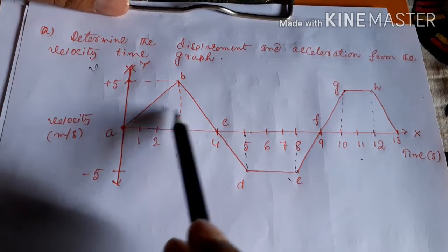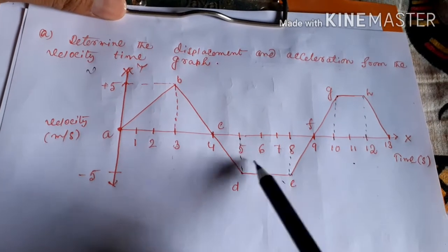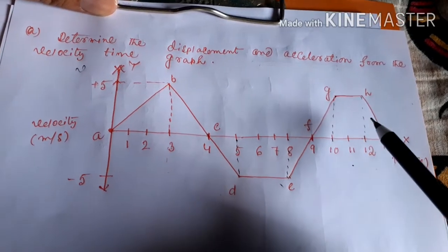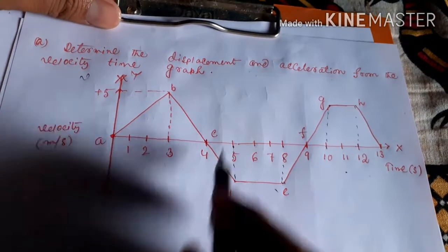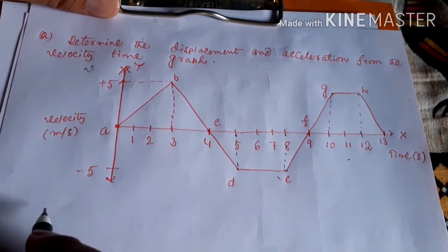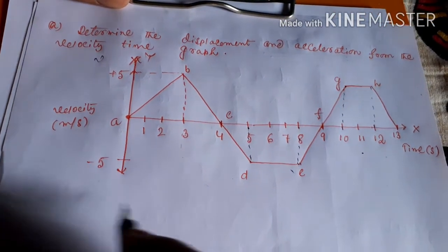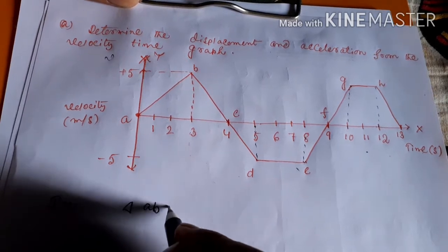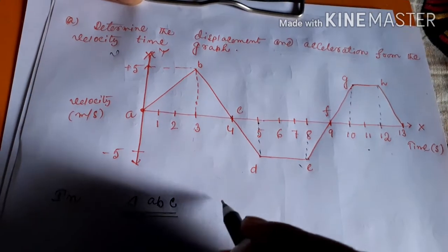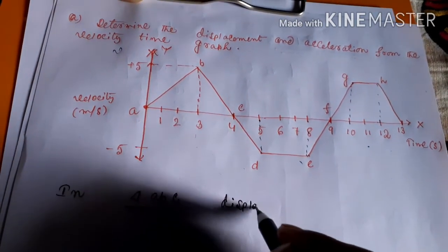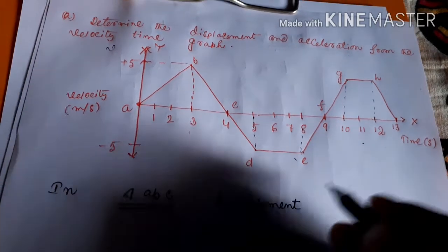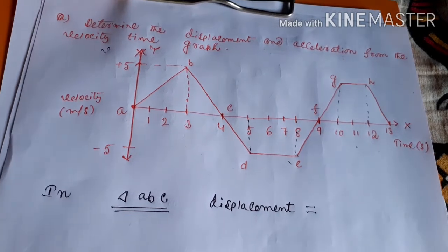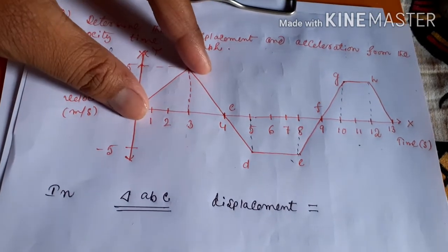The first one, this part, is a type of triangle. The second one is this part, a type of parallelogram, and this one is also a type of parallelogram. So in this case, I'm talking about this part, the triangle ABC. If you talk about displacement, we all know that if you want to find out the displacement of the body, then you have to calculate the area of the enclosed figure.